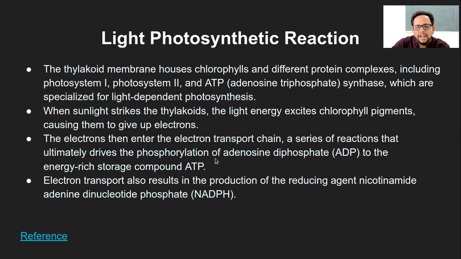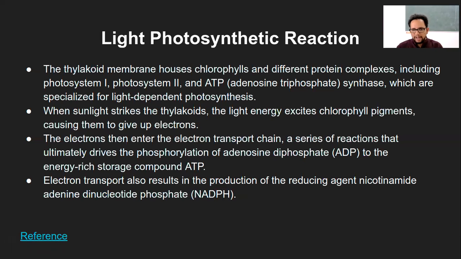Like ATP, when it breaks down the bond, it will release certain energy. NADPH, when it breaks down into smaller components, will again release energy, and that's how the energy is utilized by most of the molecules within the cell.